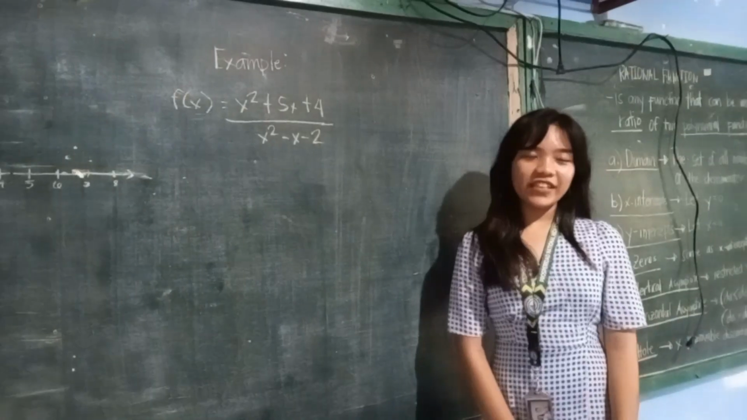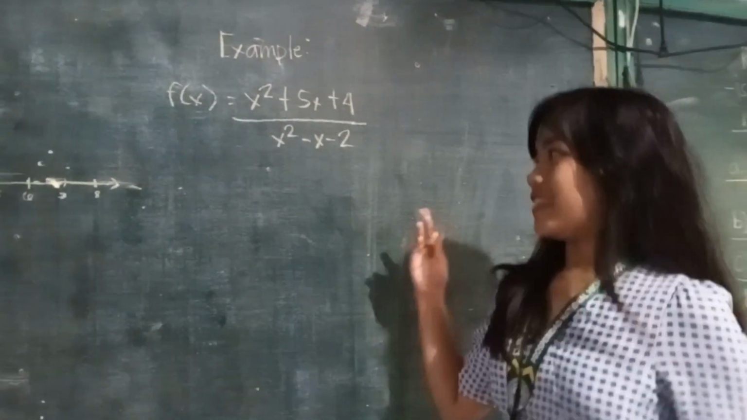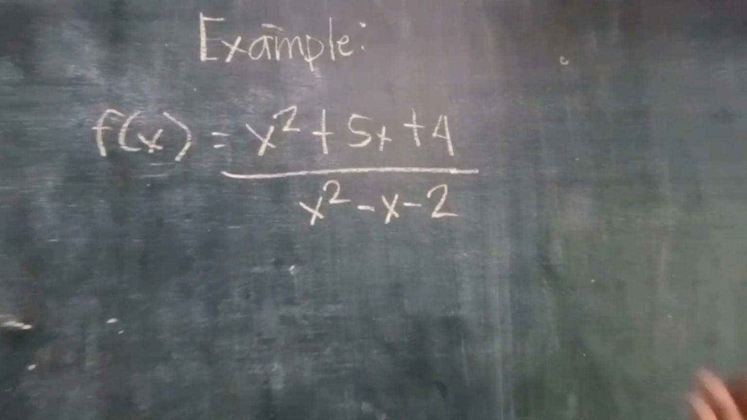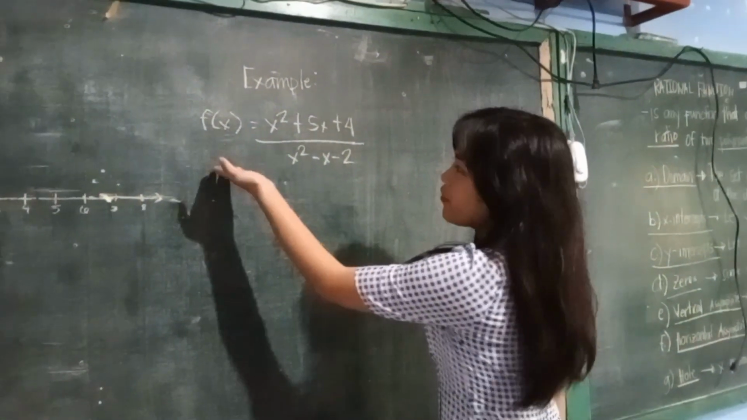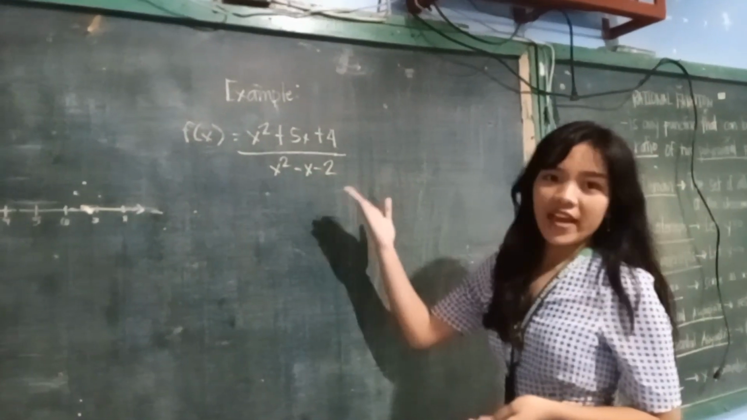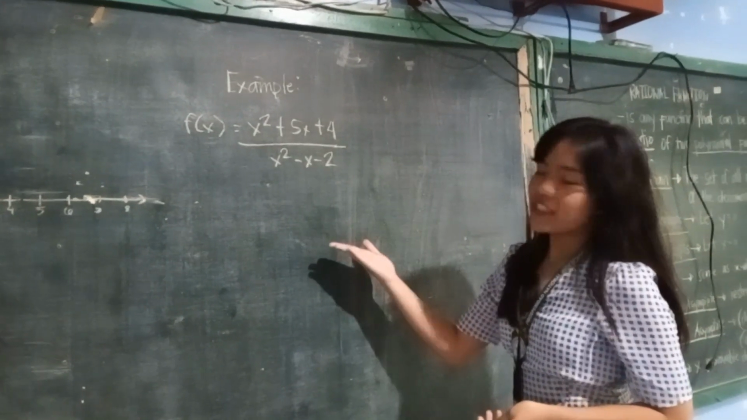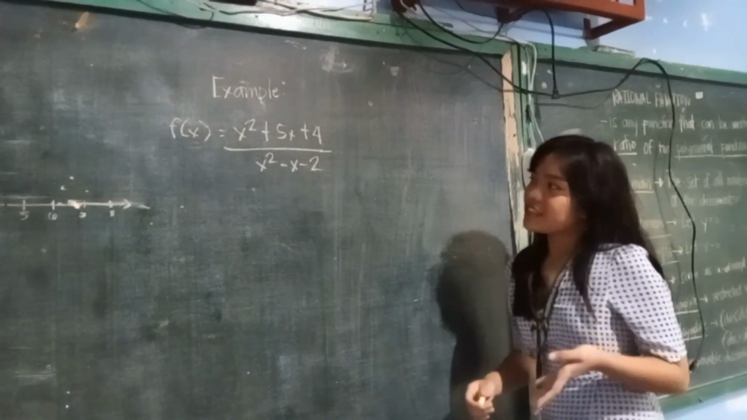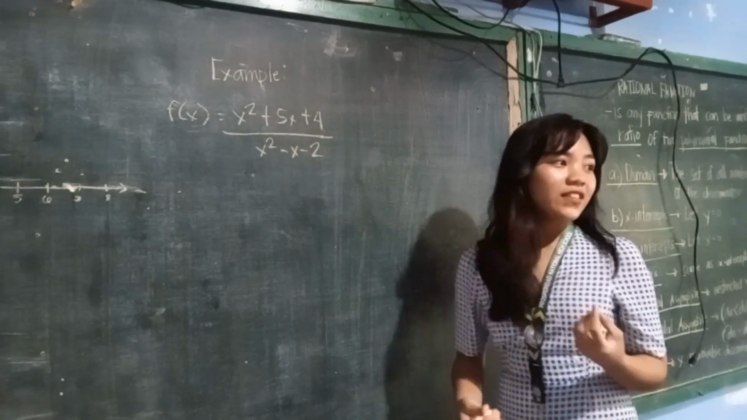So since Elgin gave you some introduction about rational functions, let's have some examples. As you can see, this is our given. Let's read it out. f of x equals x raised to the power of 2 plus 5x plus 4 all over x raised to the power of 2 minus x minus 2. Since we can see that our given is factorable, let's factor it out first.